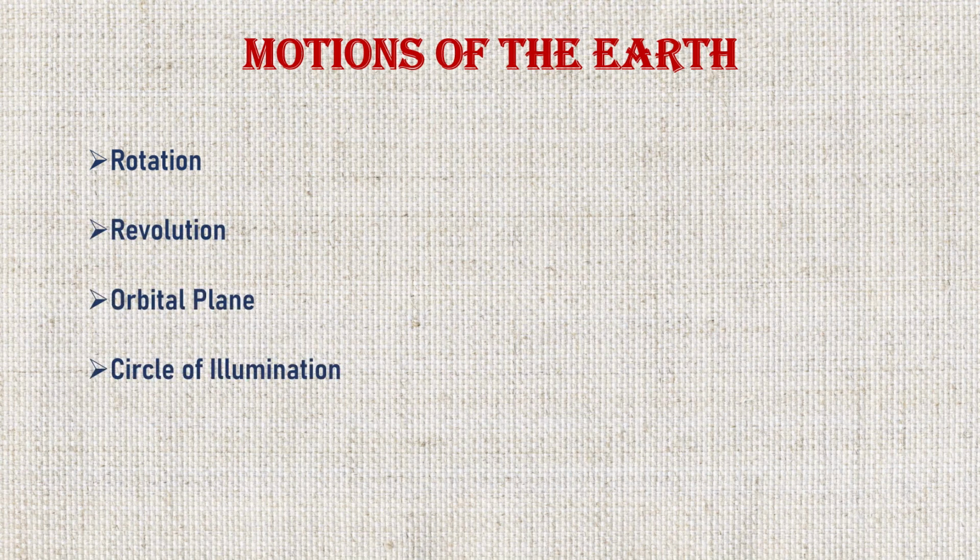Today we are going to discuss chapter 3 of class 6 NCERT geography, which is motions of the earth. By the end of this video, we will understand the basic terms like rotation, revolution, orbital plane, circle of illumination, summer solstice, winter solstice and equinox. So let's begin our video.